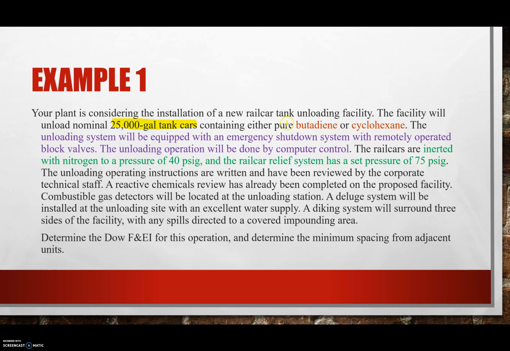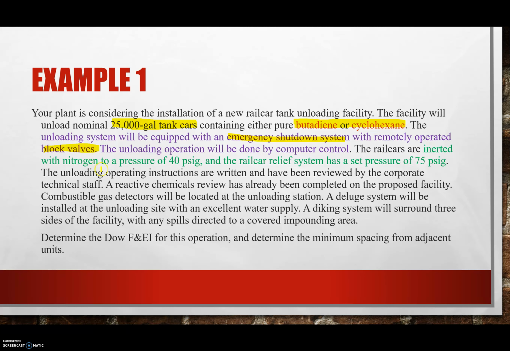Okay, containing either pure butadiene or cyclohexane. Okay, these are your materials, these are your chemicals. The unloading system will be equipped with an emergency shutdown system with remotely operated block valves. So you have two prevention systems here. Okay, one is the emergency shutdown system. Another one is your block valve.